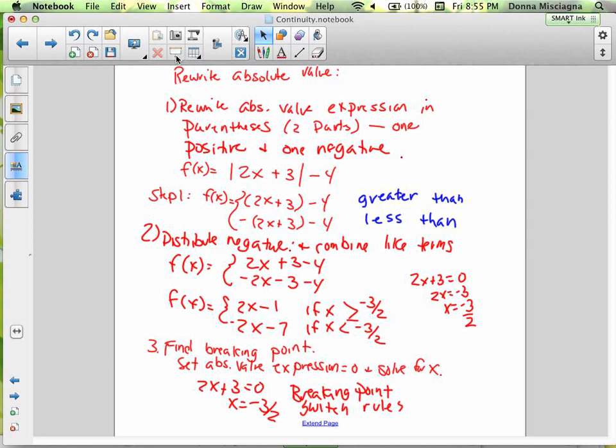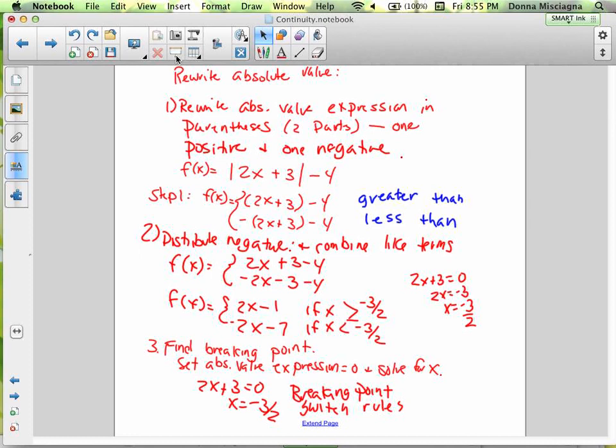So step 1 would have f of x equals 2x plus 3 minus 4, and negative (2x plus 3) minus 4. Then we would distribute the negative and combine the like terms. That would give us f of x equals 2x plus 3 minus 4, and negative 2x minus 3 minus 4. We could simplify that to f of x equals 2x minus 1, and f of x equals -2x minus 7.